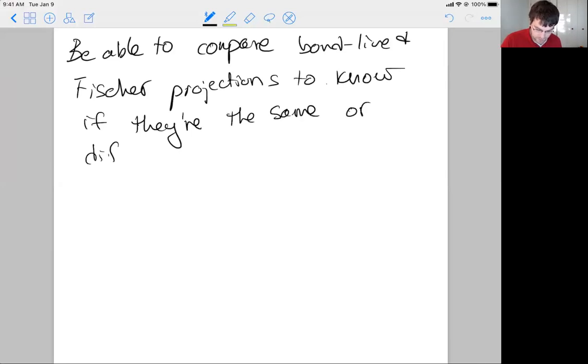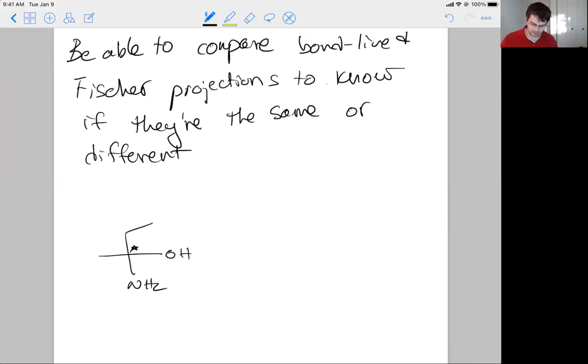Or if they're different from each other. So we want to be able to know if they're the same or if they're different from each other. Okay, so let's look at, yeah, this is fine. It's not a very stable molecule. Let's do this molecule.